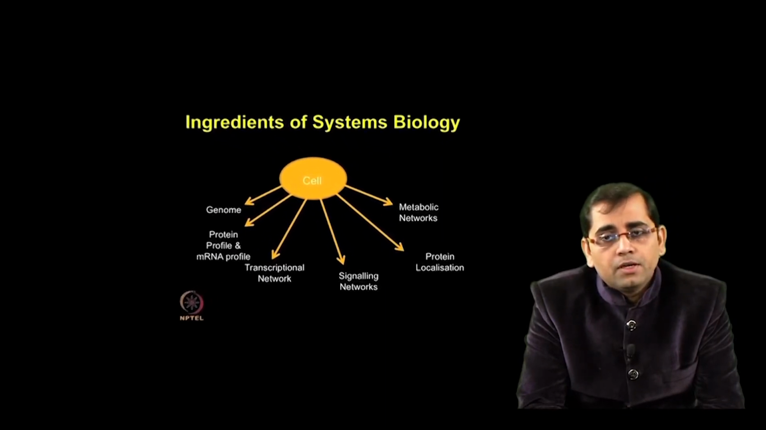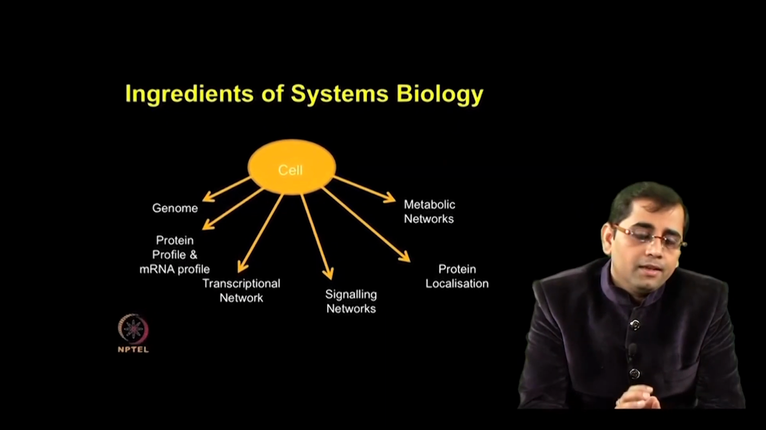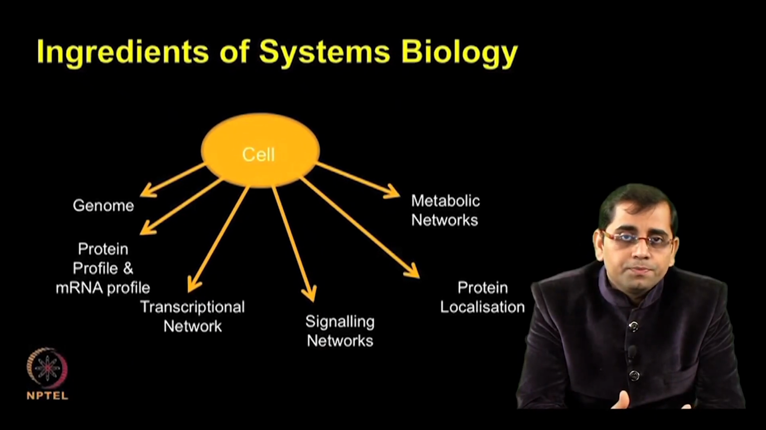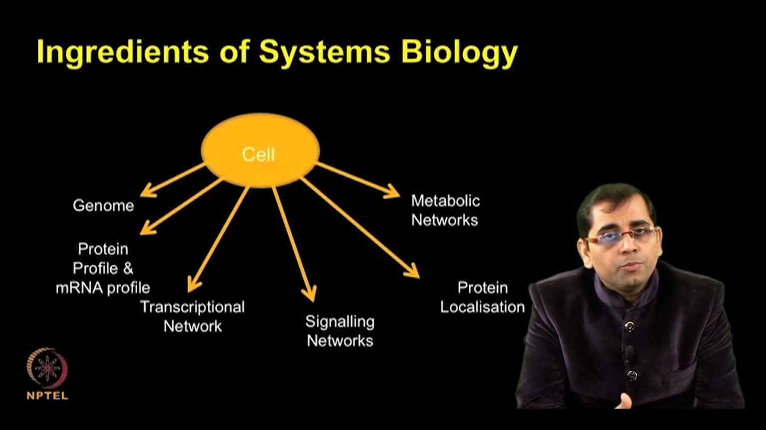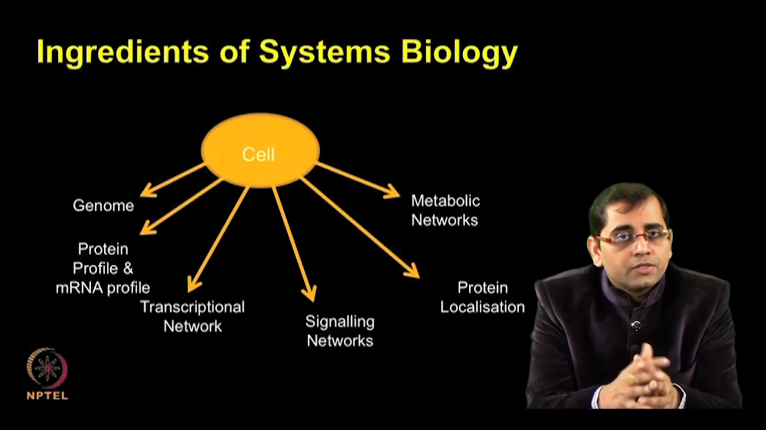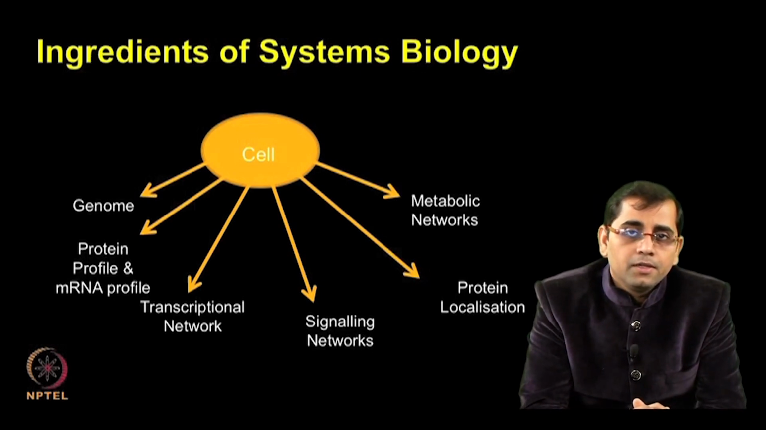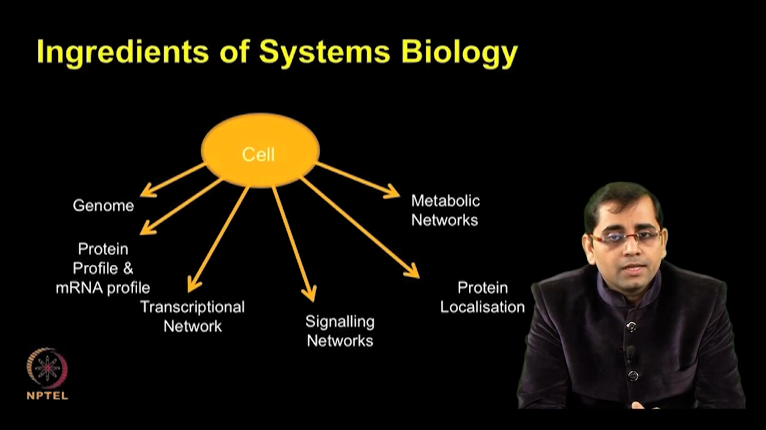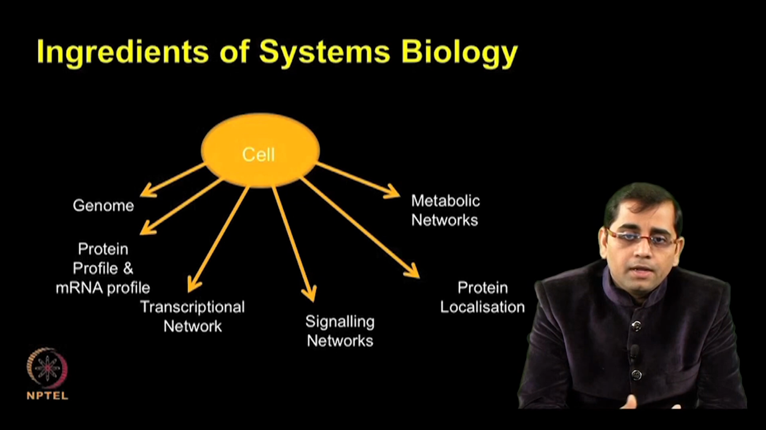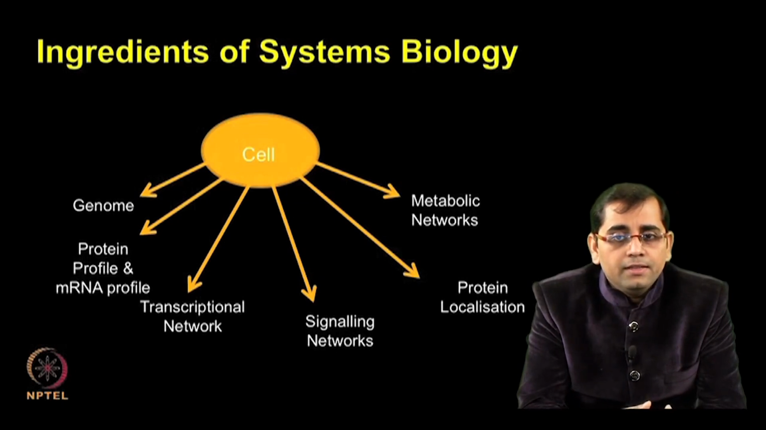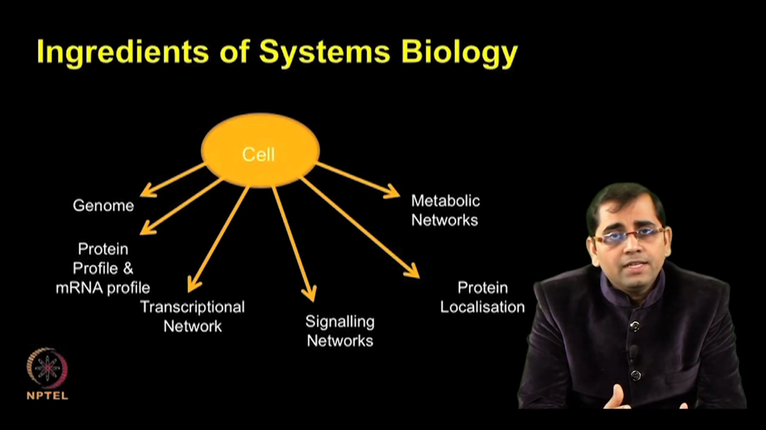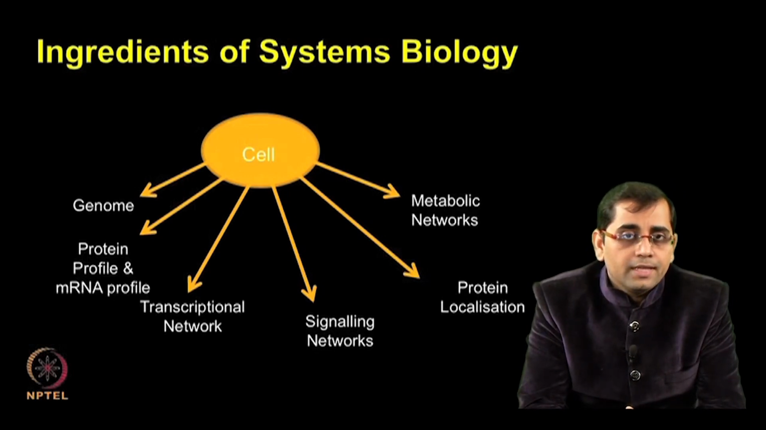For example, if you are studying a cell and its system behavior, one needs to look at the genome, transcriptome, and proteome profile, how protein-DNA and different types of transcriptional networks are altered, protein-protein signaling networks, multimeric complexes, how they are formed, and how proteins are localized in the intracellular dynamics and metabolic networks. All of these are ingredients of studying a system.